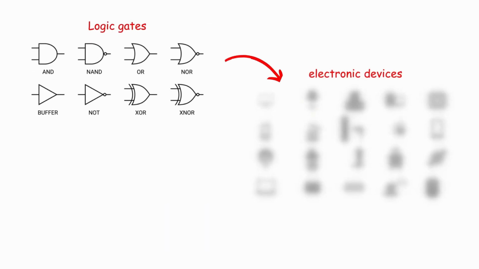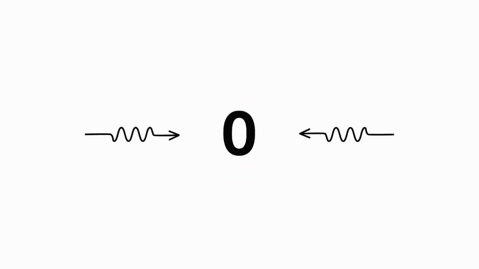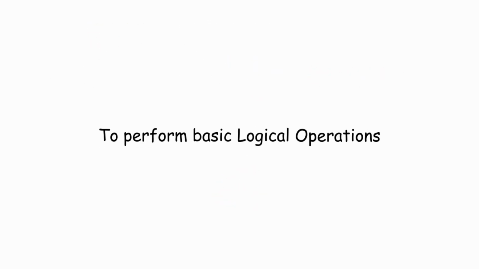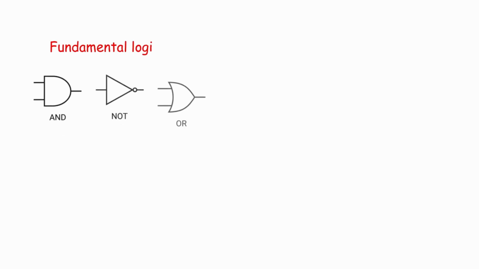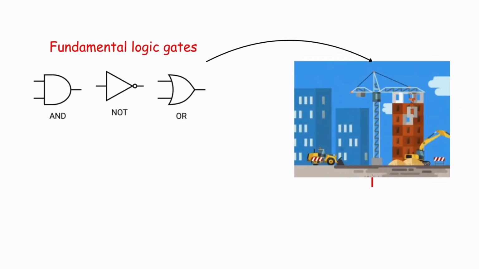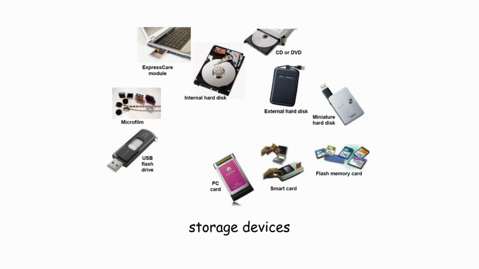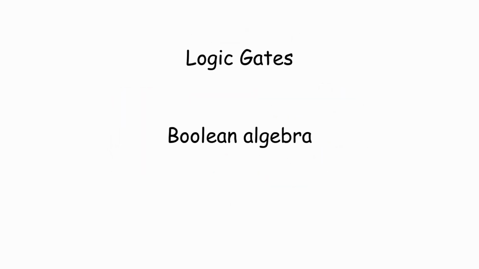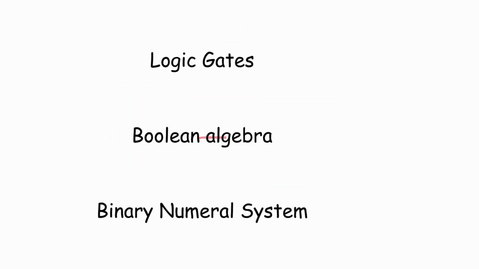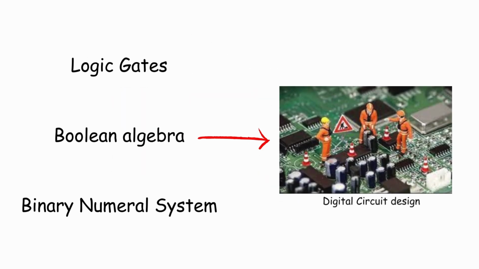Logic gates are electronic devices that process binary signals to perform basic logical operations. Fundamental logic gates form the foundation of digital electronics. With them, complex circuits such as microprocessors, RAM memory, and storage devices are built. Logic gates, Boolean algebra, and the binary numeral system are closely related in digital circuit design.